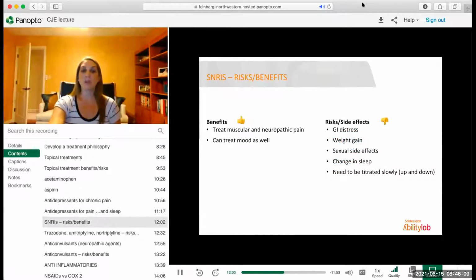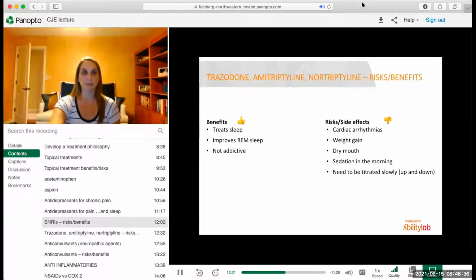Benefits: they can treat both muscular and neuropathic pain, or nerve pain, and they can also treat mood. Risks or side effects: they can cause GI distress and weight gain. They can have some sexual side effects and can make patients drowsy. Sometimes with the SNRIs, some people say they make them awake, some say they make them drowsy, and some say it doesn't make them awake or drowsy, so it can affect people's sleep. And you have to titrate them slowly. You have to go up slowly and wean off slowly to minimize side effects.